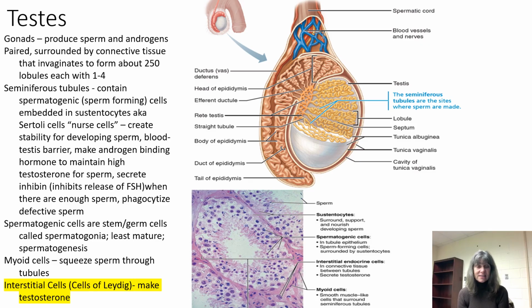We also find in these seminiferous tubules myoid cells, which are responsible for squeezing sperm through the tubules, because when sperm are produced, they don't mature in the seminiferous tubules. Another type of cell that we find near the seminiferous tubules are interstitial cells, and the interstitial cells are also known as cells of Leydig. Those are responsible for producing testosterone.